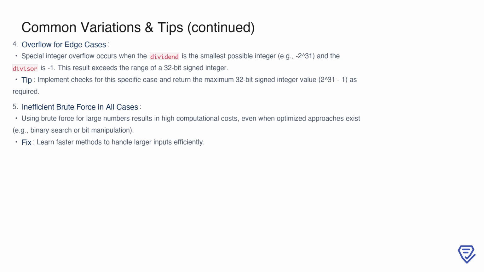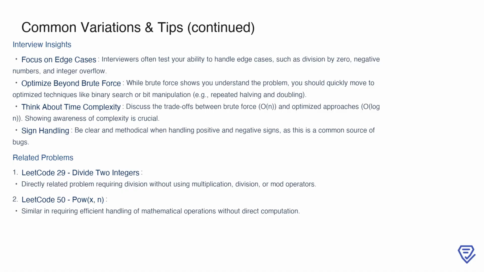Additionally, relying on a brute force approach for all cases is highly inefficient, especially with larger numbers. While brute force might work for small inputs, it becomes computationally expensive as the numbers grow. An optimized method, like binary search or bit manipulation, should be used to handle larger inputs more efficiently. In interviews, it's important to demonstrate your ability to handle edge cases. Common scenarios include division by 0, negative numbers, and integer overflow. Showing that you've thought through these situations is crucial.